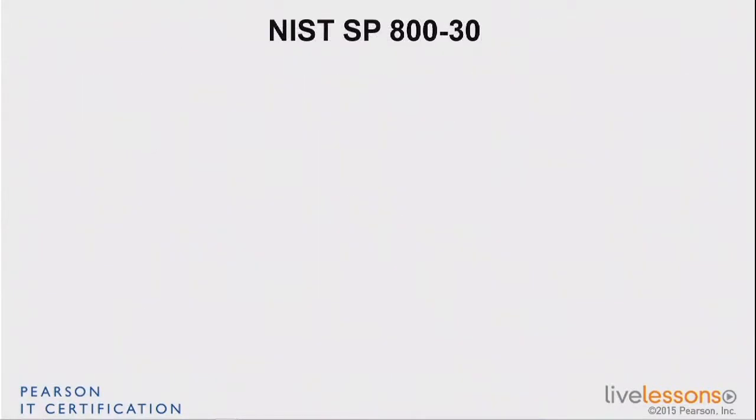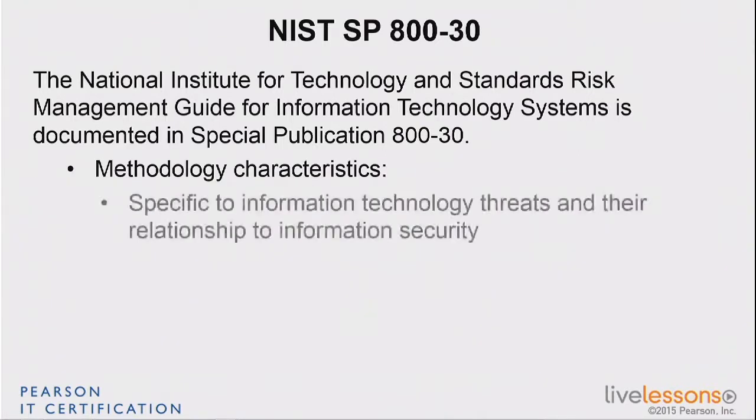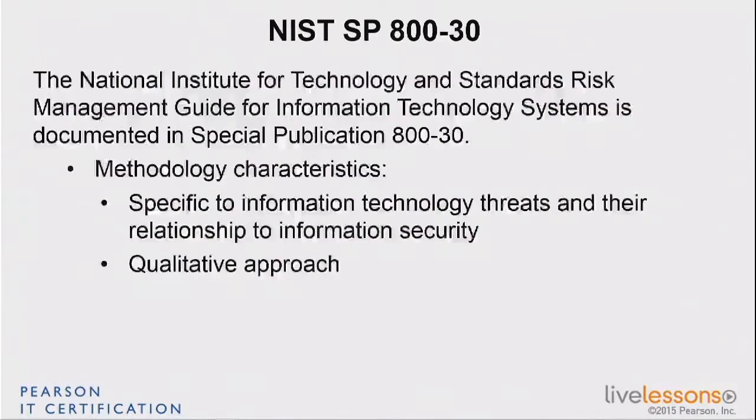The NIST SP 800-30, the National Institute for Technology and Standards Risk Management Guide for Information Technology Systems, is documented in Special Publication 800-30. The methodology characteristics include that it is specific to information technology threats and the relationship to information security. So this methodology was designed from the ground up to incorporate information technology and information security. It is a qualitative approach.